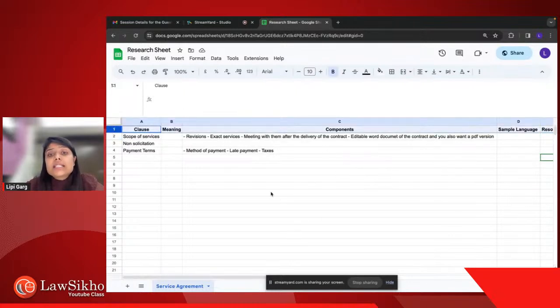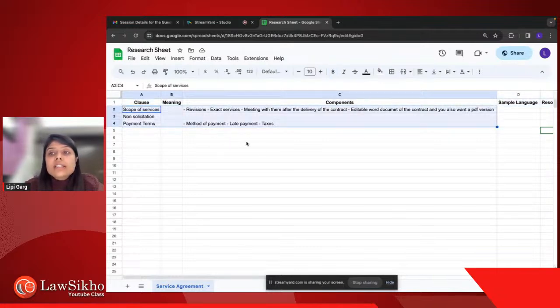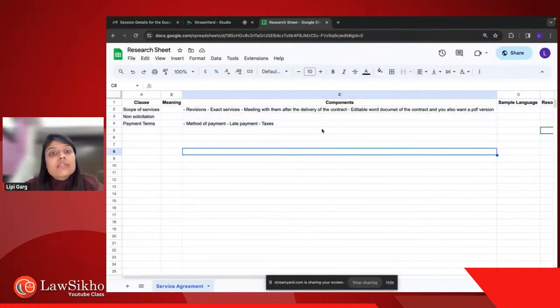This is the first step. If you are a beginner, you do not know how to draft contracts, this is your first step to learn drafting, because you do not require anyone's assistance in this research sheet. And I have at least done this for more than 50 types of agreements. I have my repository. Whenever any client comes to me, I can draft their contract within 2 days, just because I have all my research ready.